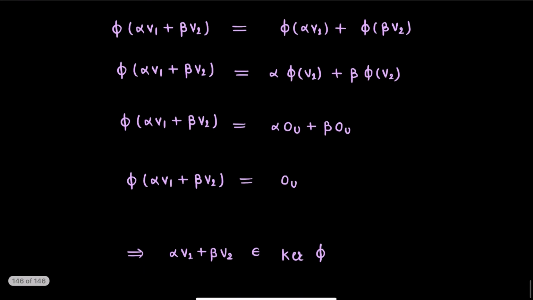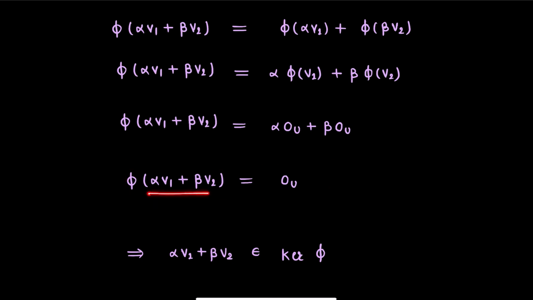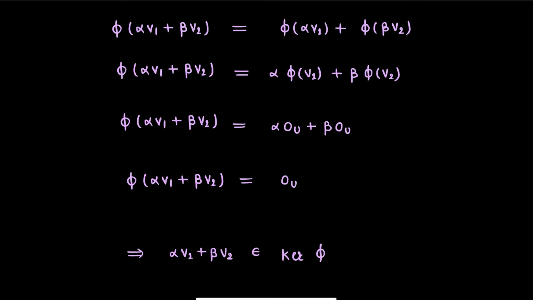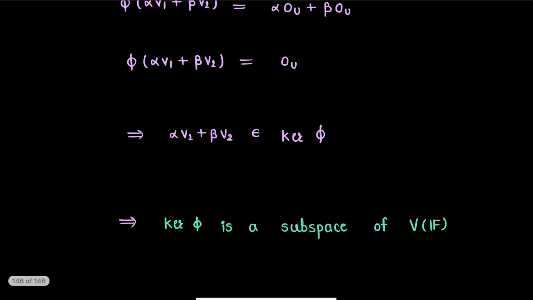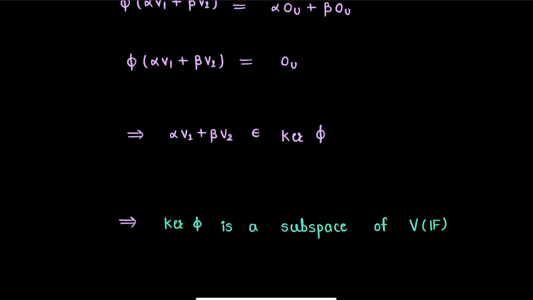And so we have phi of alpha v1 plus beta v2 is the zero vector in vector space U, and therefore this linear combination will be an element of kernel phi. And so by this theorem, we have that kernel phi is a subspace of vector space V over field F, and this proves our result.